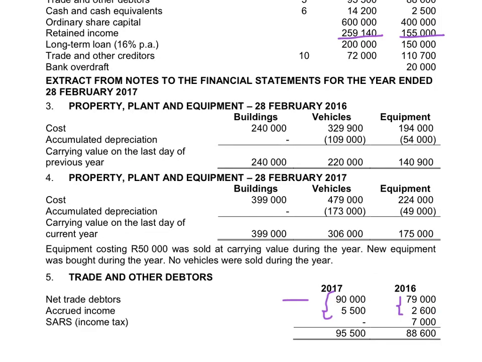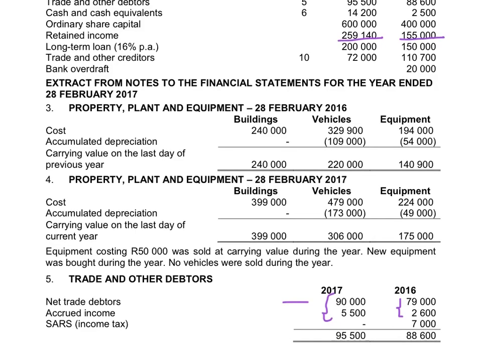If we look at buildings, the opening balance was 240,000. The closing balance is 399,000. So if we subtract it from each other, we see what is the amount that was purchased and was used this year for buying buildings. Vehicles, the opening balance is 329,900. The closing balance is 479. If I subtract that from each other, I will also determine the amount of outflow.